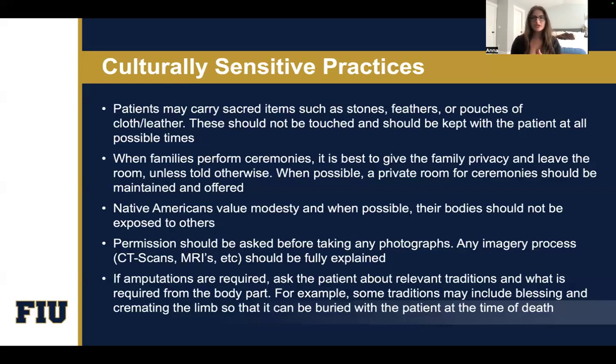And then especially when we're talking about amputation, there are a lot of different traditions and practices that can come into play there. So it's extremely important to understand that specific person, their tribe, and their religious beliefs related to that. Some traditions might include blessing and then cremating that limb so that it can be buried with the patient at time of death. So it's very important before any decisions are made to get the consent of the person, to understand what their preferences are of what will be done with that limb afterwards, or with that body part afterwards. That way their appropriate traditions and practices can be done and performed.